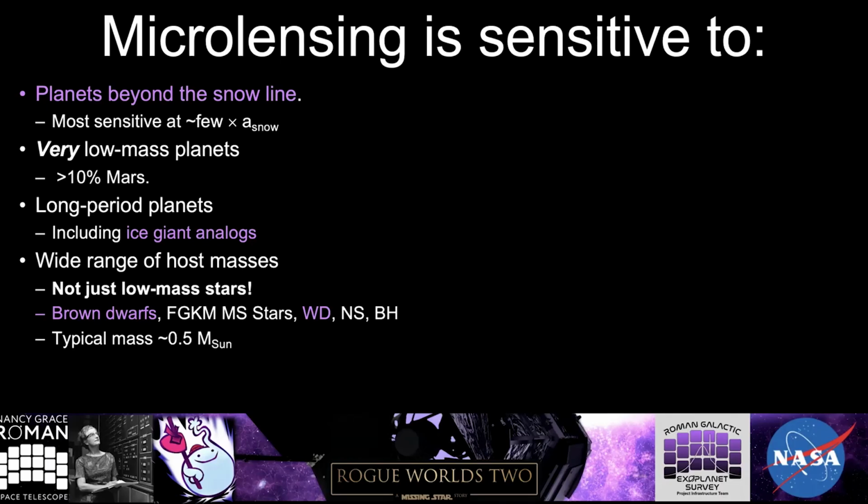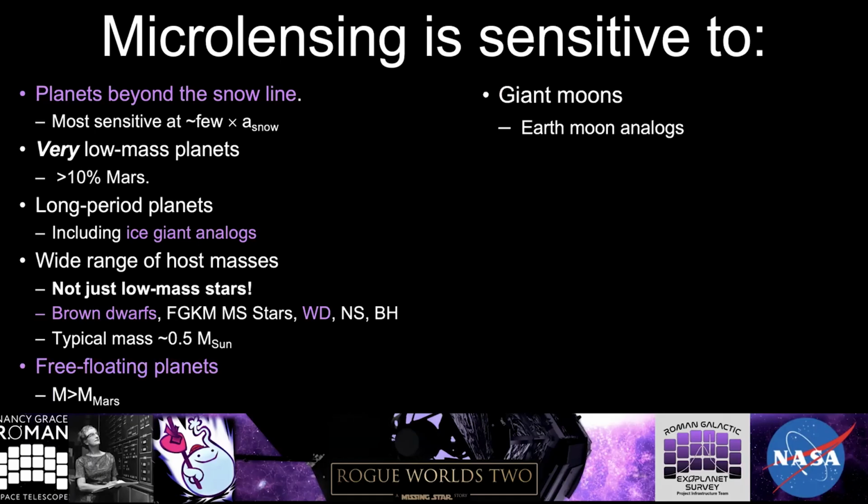We're sensitive to everything: brown dwarfs, FGK main sequence stars, white dwarfs, neutron stars, and black holes, should they host planets. The typical mass is somewhere in the M dwarf regime, but there's still sensitivity to other kinds of host stars. We're sensitive to free-floating planets. I know you're shocked by that. You haven't heard that yet.